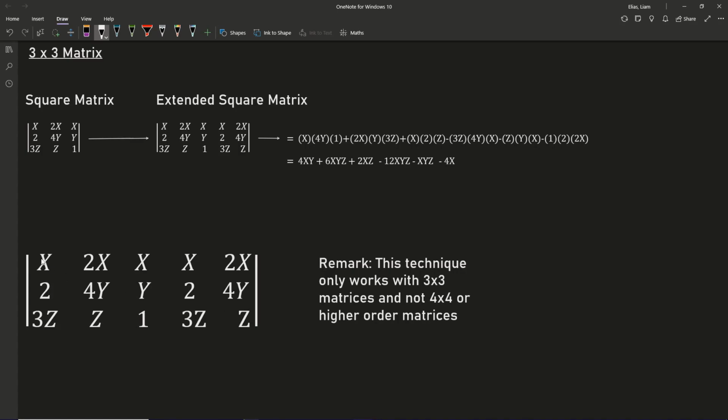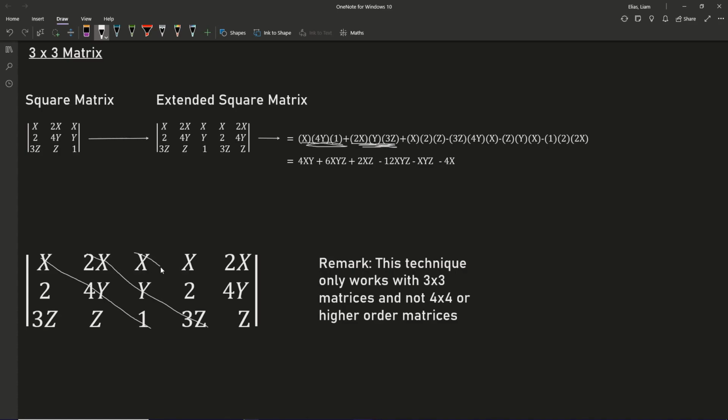So we're going to start at x, and we're going to go down diagonally. So we get x times 4y times 1. And right here you can see I put that as the first term. And like in the 2 by 2, when we're going down from the top left to the bottom right, these are positive terms. So now we get 2x times y times 3z. And since we're still going down to the right, this is a positive term, so we're still going to be adding it. So this gets added on to the first term.